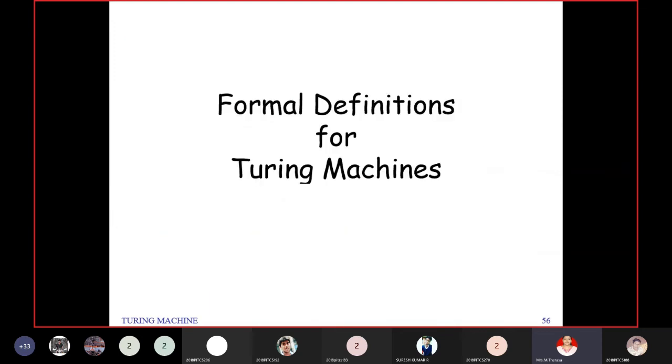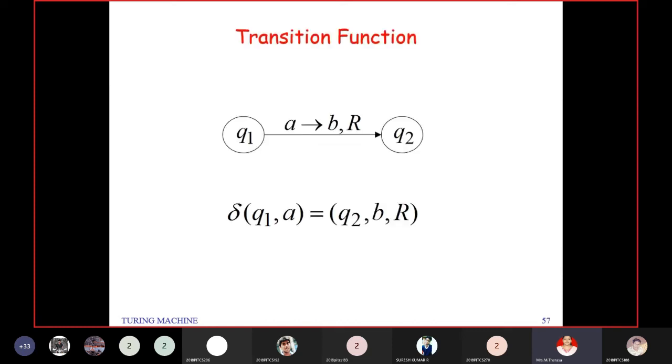Okay. Now we'll see the formal definition for Turing machine. So far we have seen the basics and the transition diagrams of Turing machine. Then how can we define Turing machine formally, mathematically? Okay. So you know transition function. So transition function of Turing machine takes two arguments and returns three values, triples.